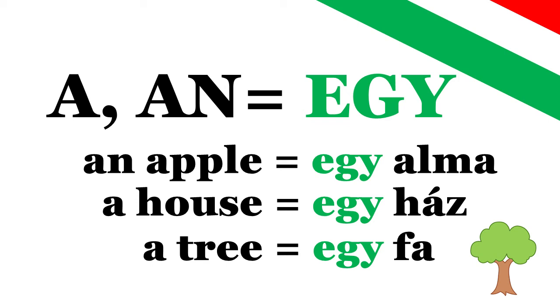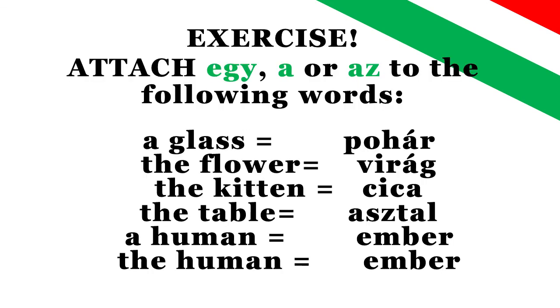When you use the indefinite article, it is never stressed. So, for example, if you want to say an apple, egy alma, the stress falls on the noun and not on the article. Whereas if it's one apple and not two, for example, you say egy alma, not two, but one. Now let's have a little exercise.